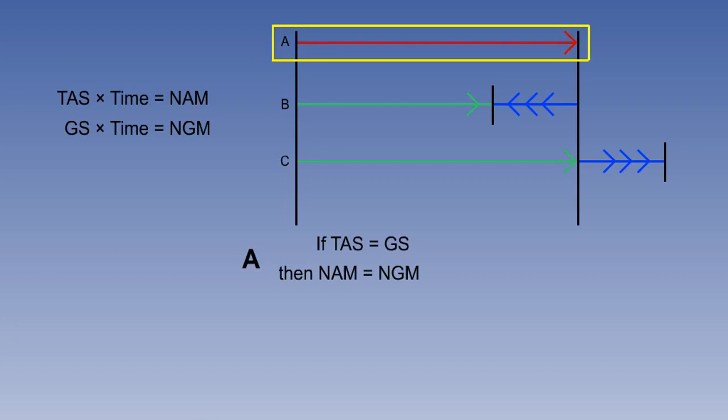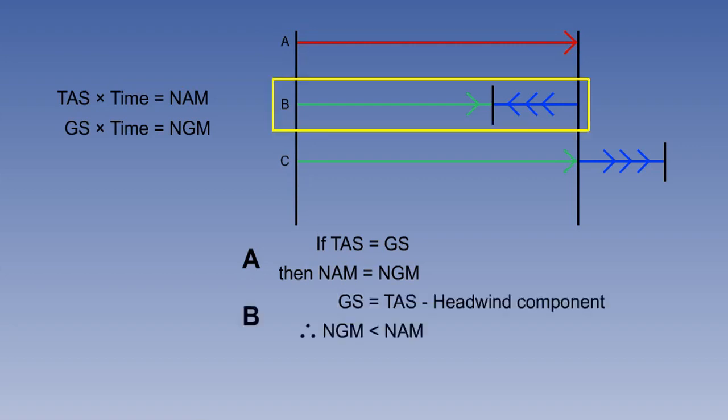Consider 3 aircraft, A, B and C, all travelling at 100 knots true airspeed. Aircraft A is in still air, and so the true airspeed equals the ground speed. It will travel 100 nautical air miles and 100 nautical ground miles in 1 hour.